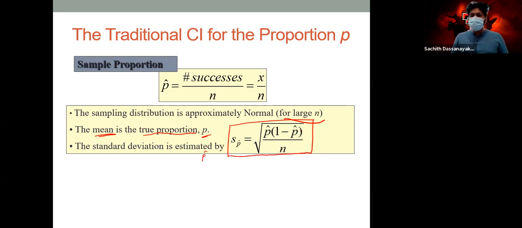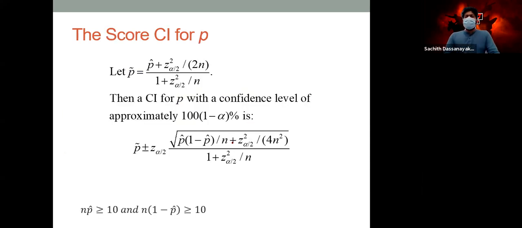Here, p hat means what? Sample proportion. Clear? Okay, so S means the sample standard deviation of p hat. Okay, for a moment, forget about this.